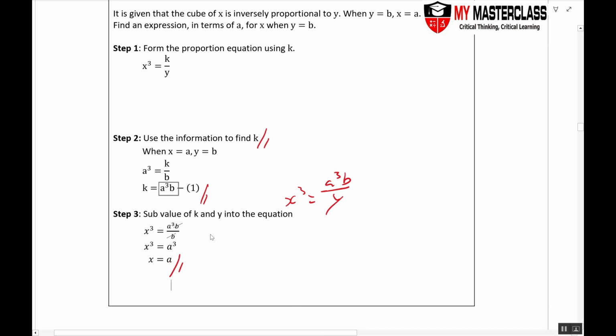So the steps are the same thing again. Form equation, find unknown k. Then use the equation that I formed earlier to find one of the unknowns given the value of the other unknown. Exactly the same.